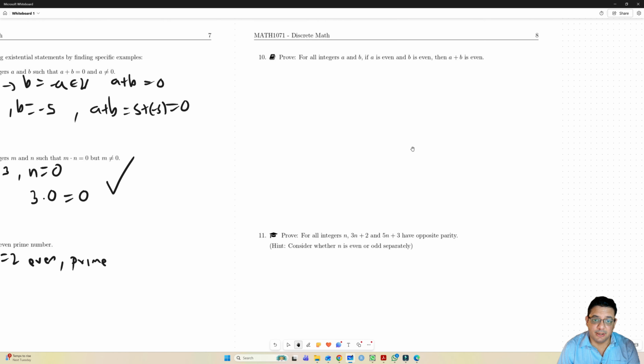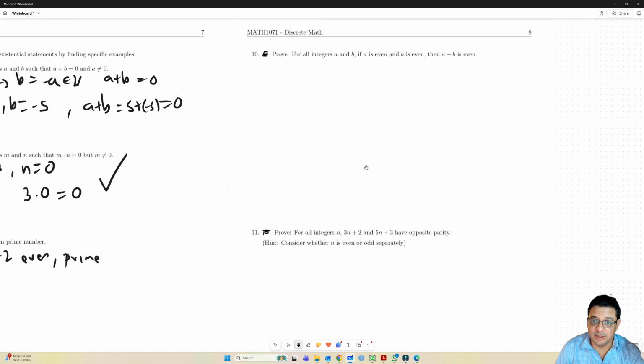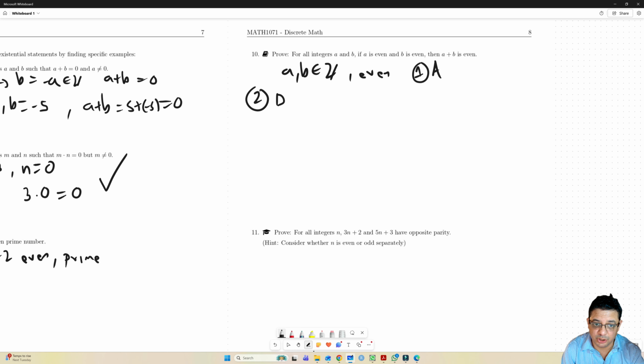Now, question number 10. Let's prove for all integers a, b, that if a is even and b is even, then a plus b is even. So this is the same type of proof that we were doing before. Let's consider a and b integers and even. So this is step number 1. This is our assumptions. Step number 2 is going to be the definition of our assumptions. And that means that a is 2k and that b is 2l for k and l that are integers. Now, if we do the sum, a plus b, then we're going to have 2k plus 2l.